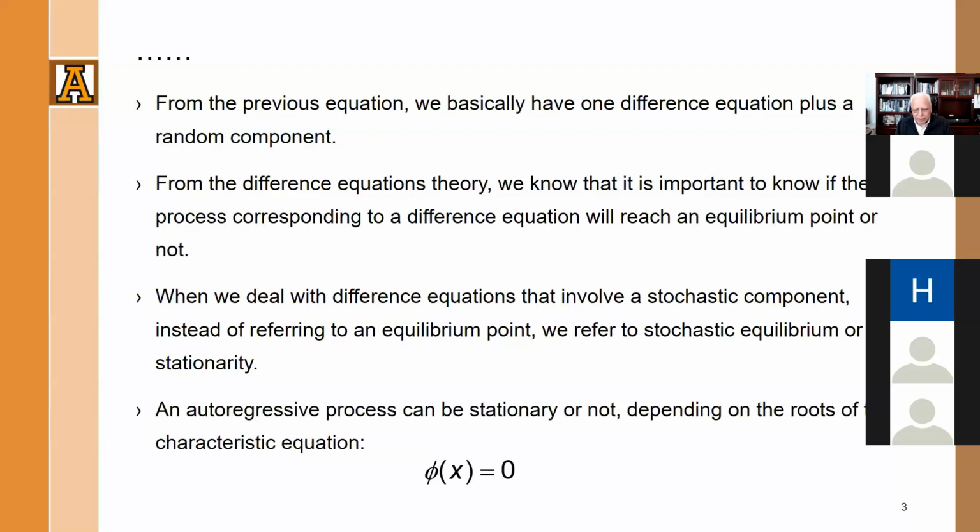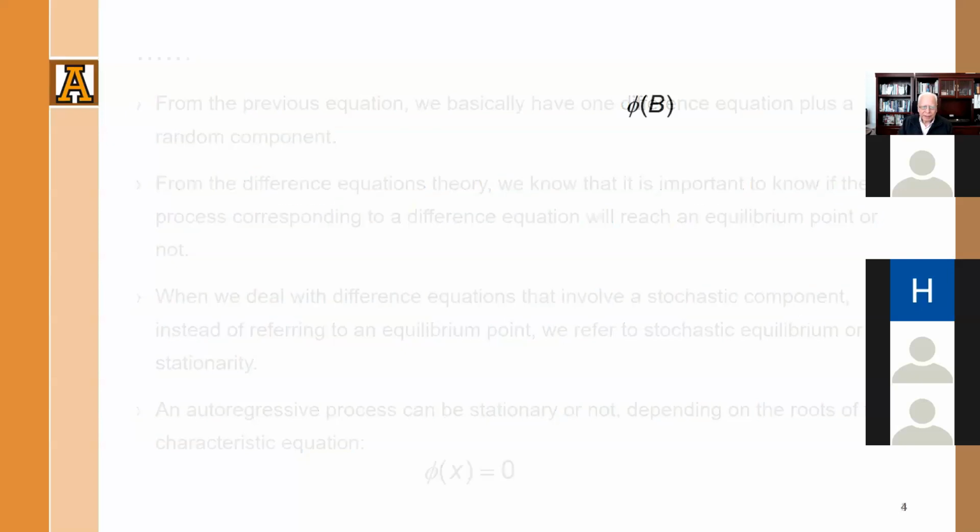Okay, so the characteristic of whether an autoregressive process is stationary or not will depend on the roots of the characteristic equation phi of x equal to 0. Okay. If I equate phi of x to 0, the roots of that equation will determine whether I have stationarity or not, or non-stationarity.